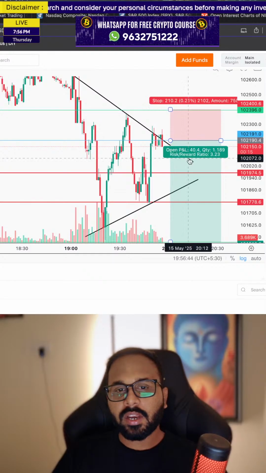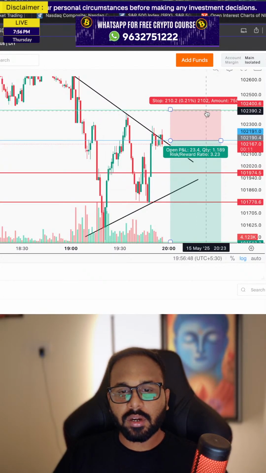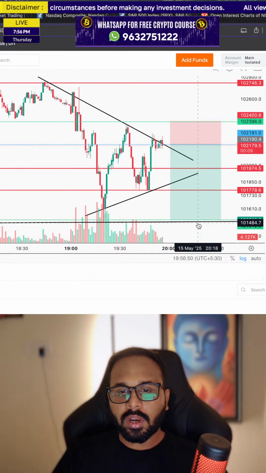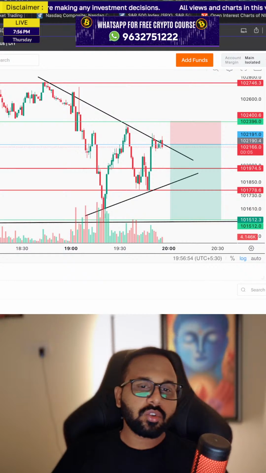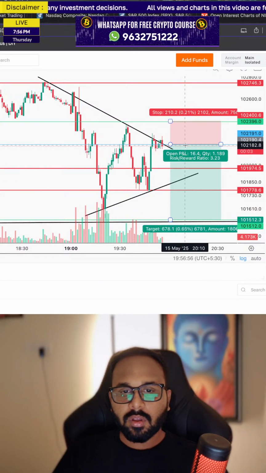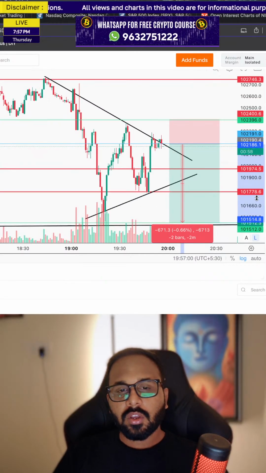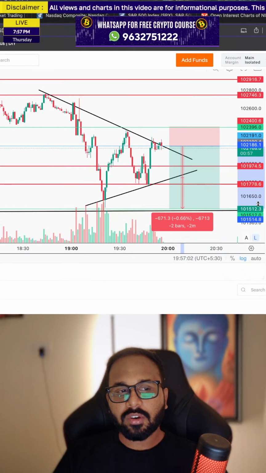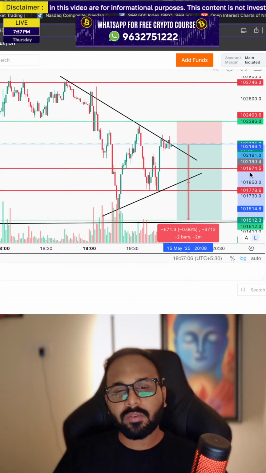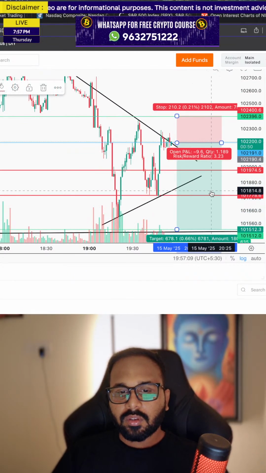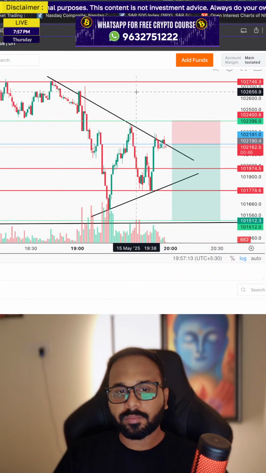I've already taken entry here. My stop loss is around 1,02,400 and target is 1,01,500. So this is close to 600 to 700 points. If the market moves as per the direction, around $130 will be the profit, or the stop loss will just be $40. So this is a 1:3 risk reward trade.